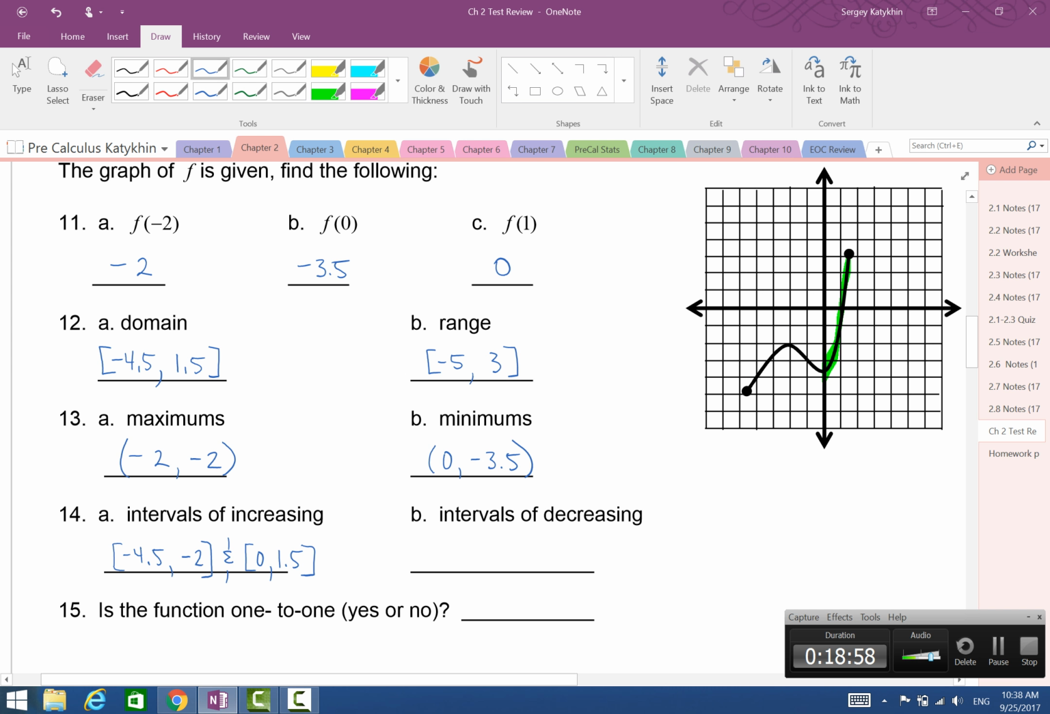Well, the other section, the decreasing section, where we're actually going down, would be this section. It starts from here and goes to there. So let's write in our interval there. It starts at -2 and goes all the way down to 0. And then it starts to increase again.